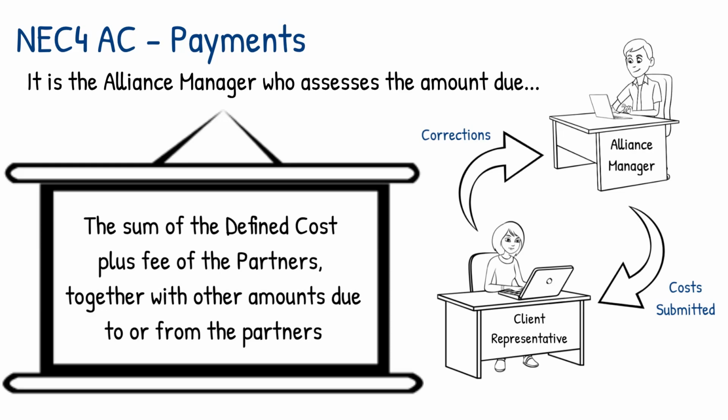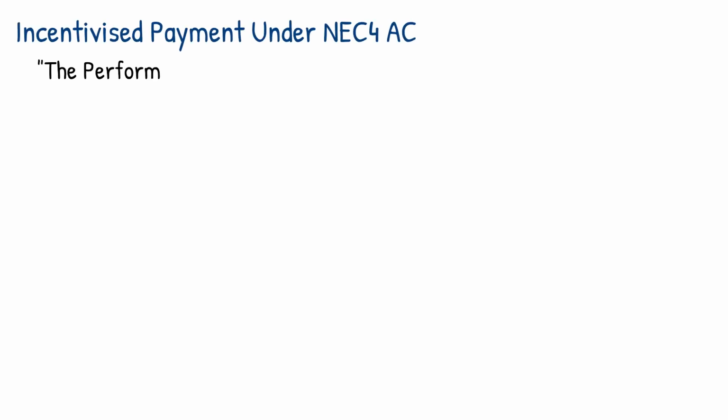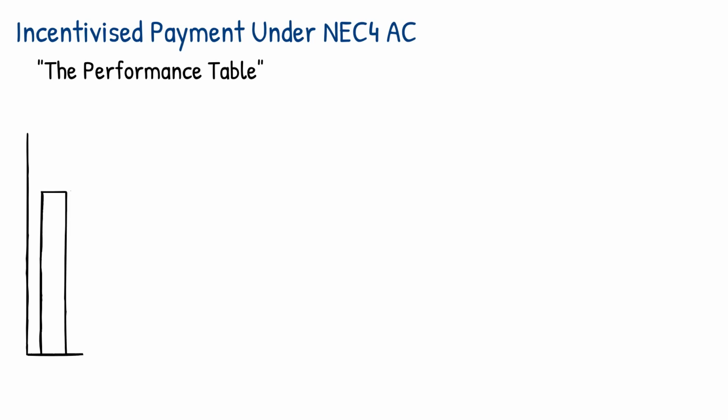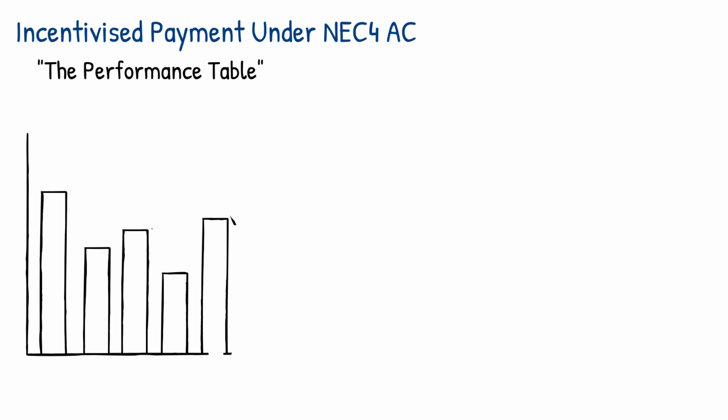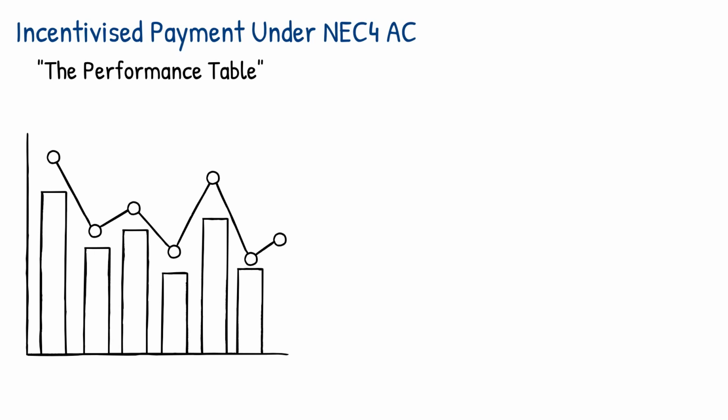There are also other opportunities for increased payment within the NEC4 Alliance Contract and fall under what they call incentivisation, which is detailed in the performance table. The basic premise is that the partners will be rewarded for achieving a saving in relation to the budget and avoiding any overspend. The performance table will define dates where the Alliance Manager assesses the Alliance performance in accordance with the details in said table.